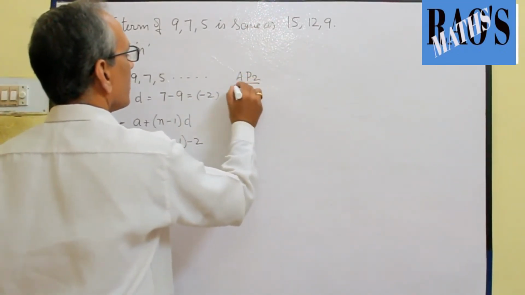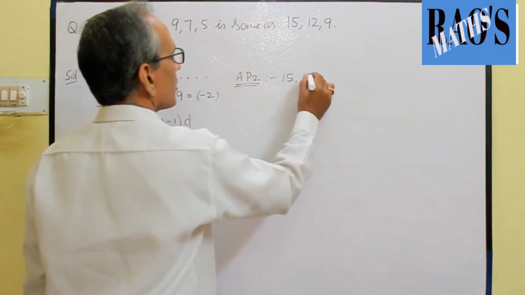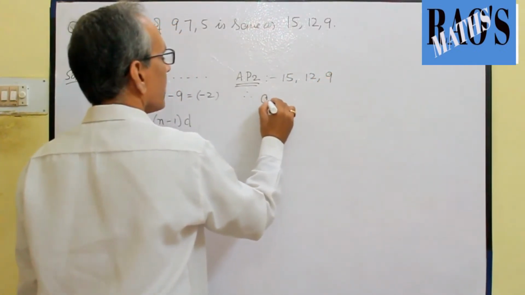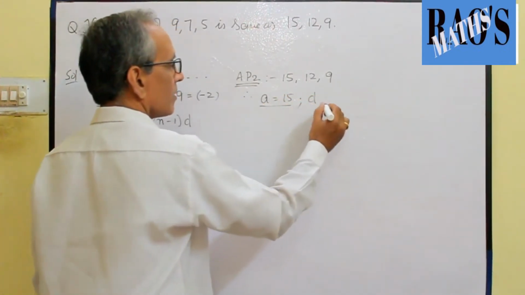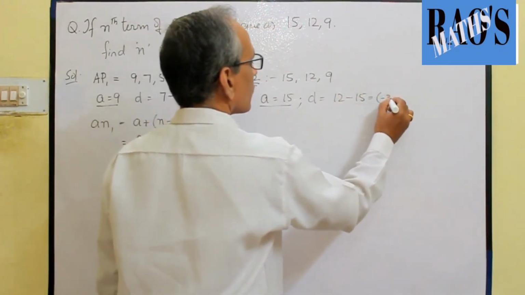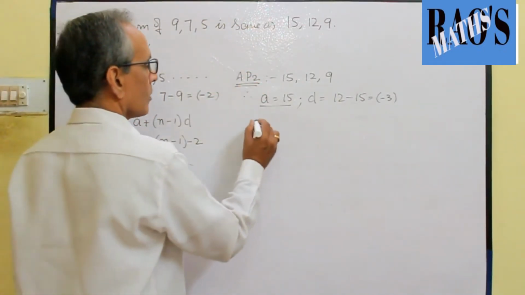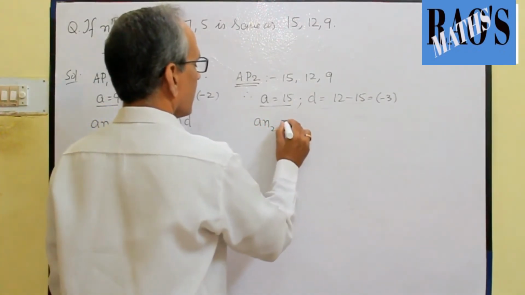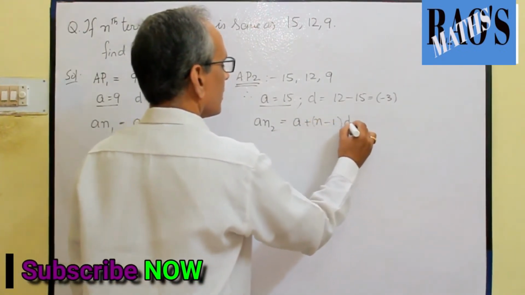AP2. What is AP2? 15, 12, 9. From this we can define a as 15, and d is the common difference between two consecutive terms, that is 12 and 15, which gives minus 3. Now the nth term in the AP2: a_n is a plus (n minus 1) d.